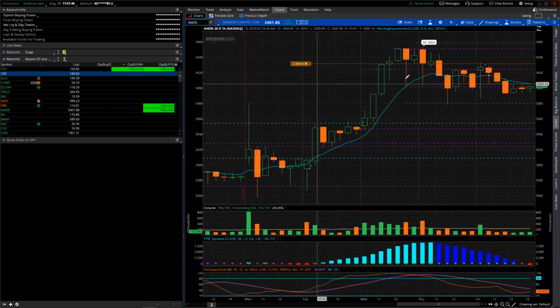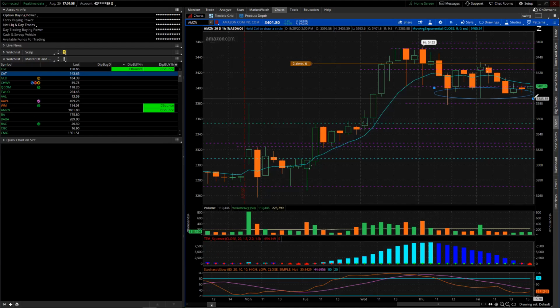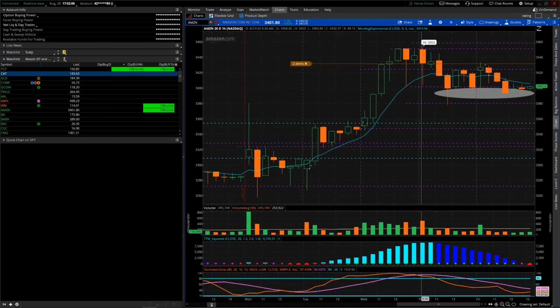Okay. So basically what's happening here is Amazon's pulling up and it's holding support. So that's what this is telling you. If I was doing this without using this grid, my add area would be this area for adding at support, looking for a strong move.